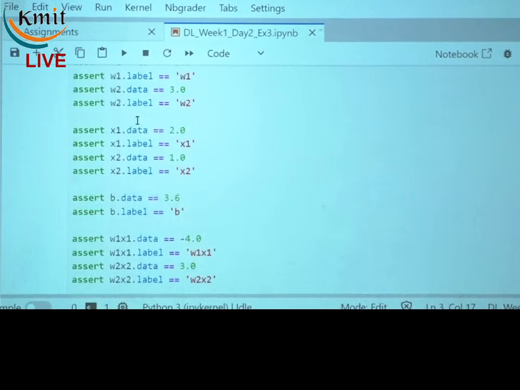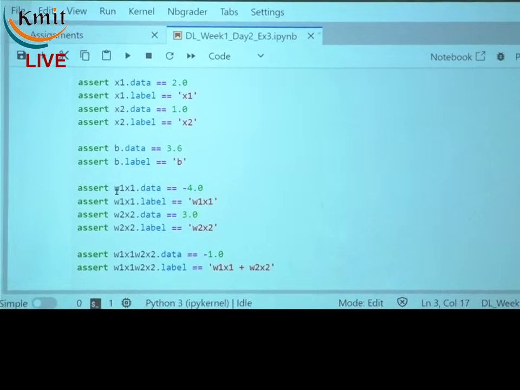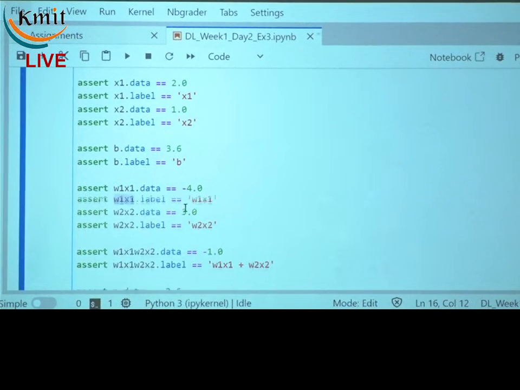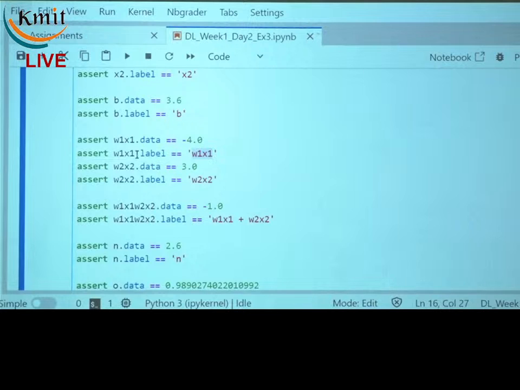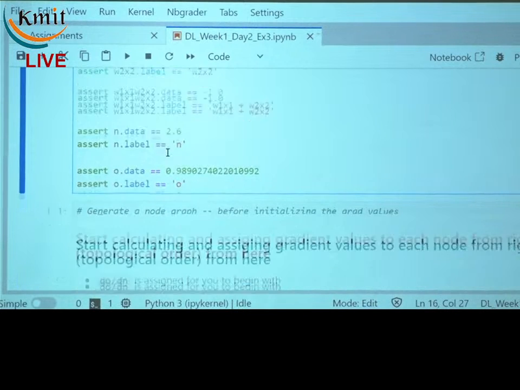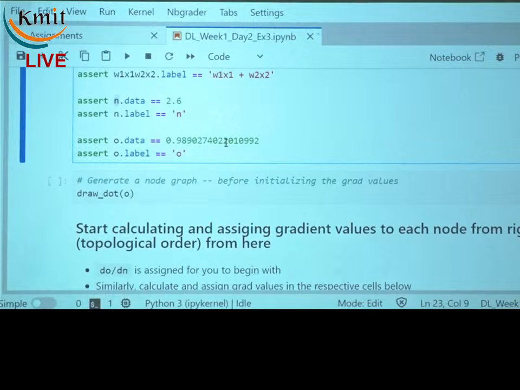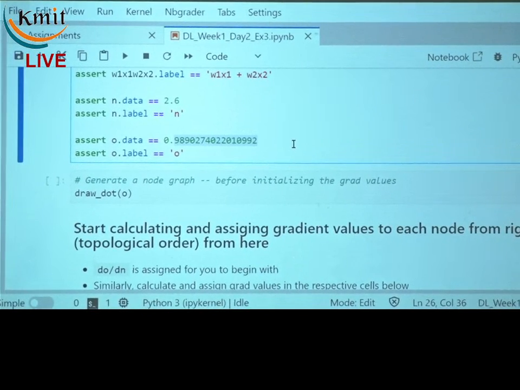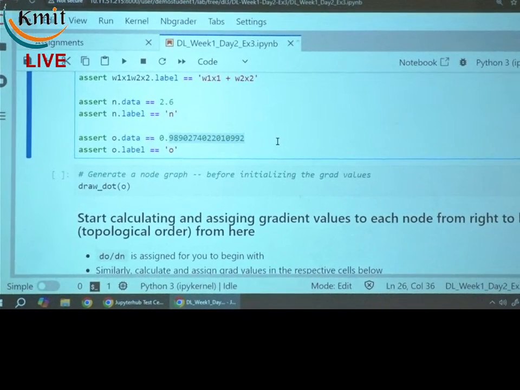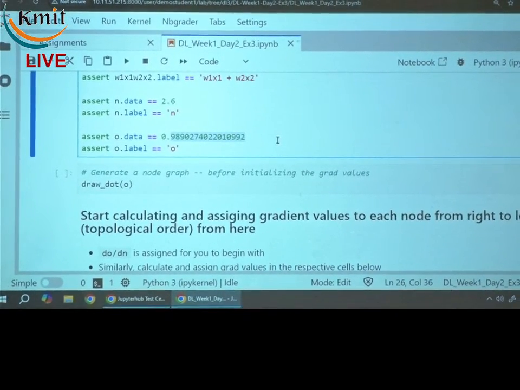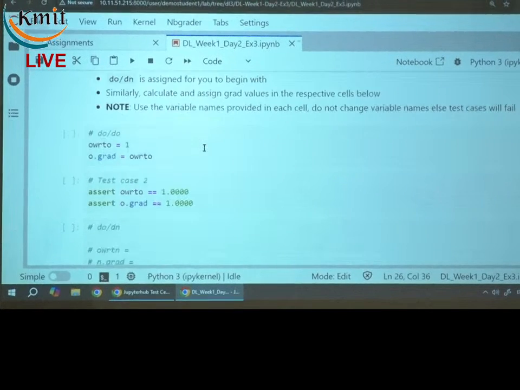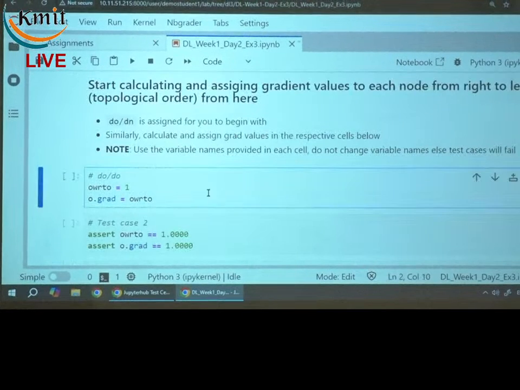We have labels for all this: weights, biases, and some internal intermediate variables, and the corresponding labels for these intermediate variables. And n and the final output. So you can see we are not rounding off the values. We are using the complete value for assertion, hoping that there will be fewer issues today. And what else is there? Some guidelines on how you can start coding from here.